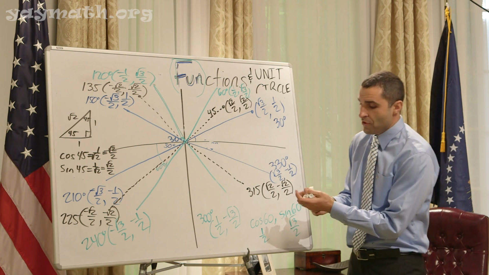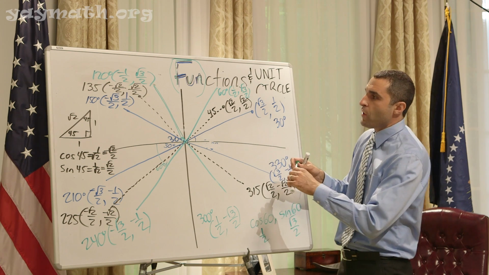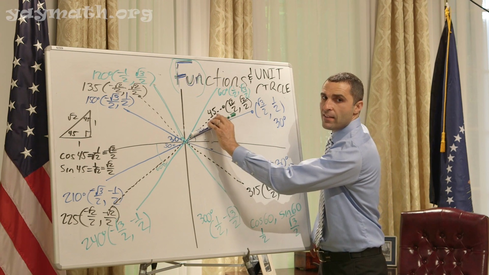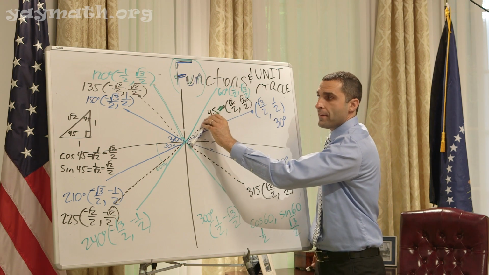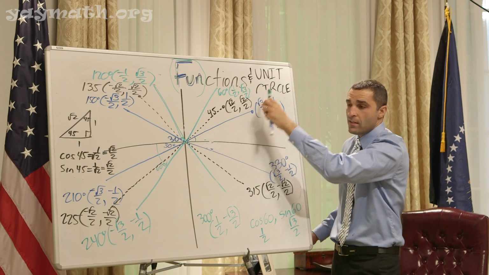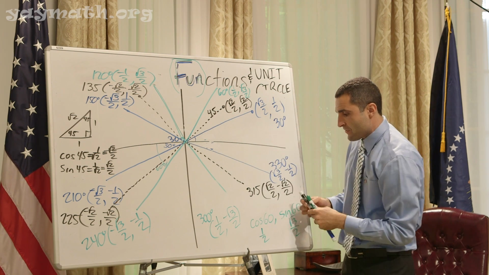Last piece. I know I said this was the last, but there's one more. It's easier. Do you agree that all these hypotenuses are 1? The hypotenuse is always 1 on the unit circle. That's 1 unit, creating these rules.